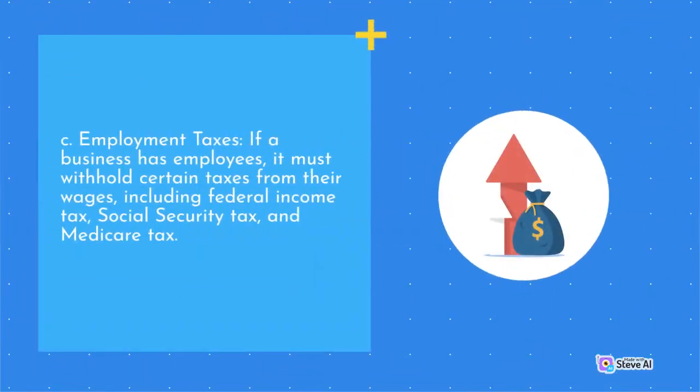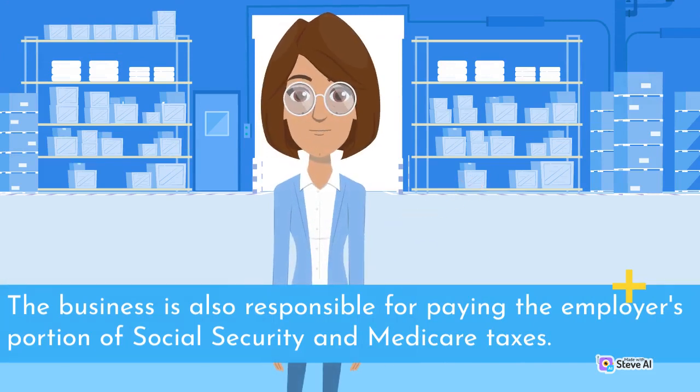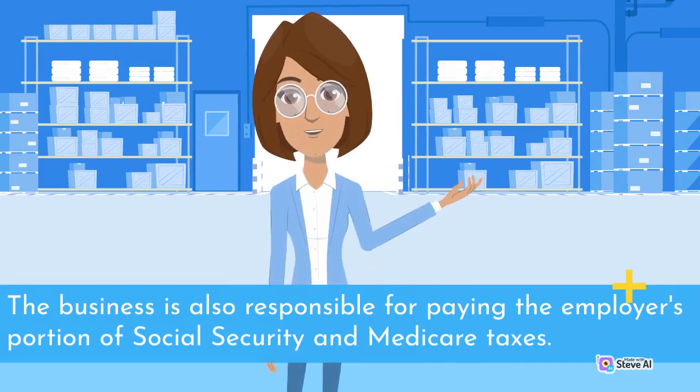C. Employment taxes. If a business has employees, it must withhold certain taxes from their wages, including federal income tax, Social Security tax, and Medicare tax. The business is also responsible for paying the employer's portion of Social Security and Medicare taxes.